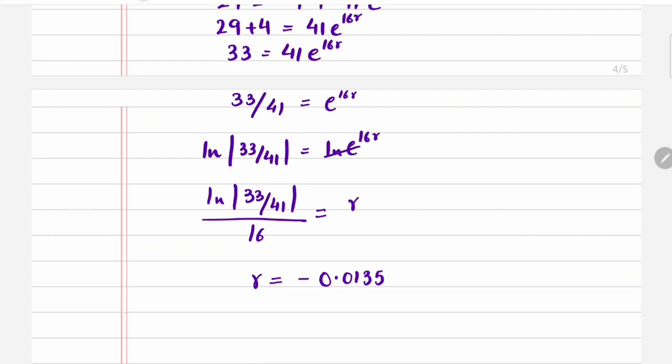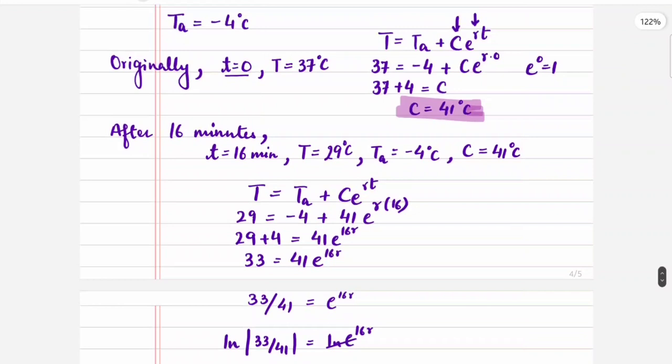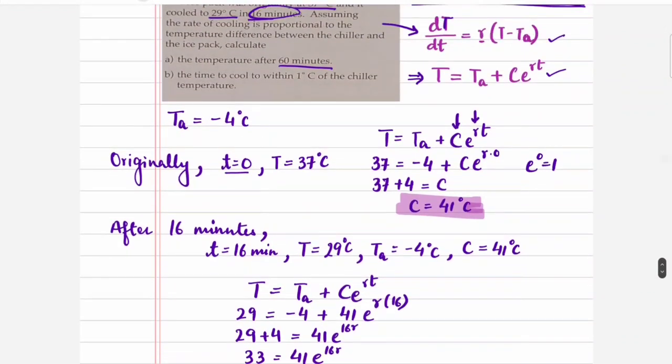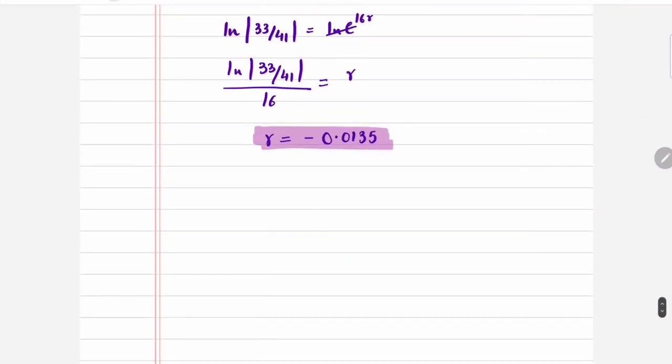Now this is our r value that we have found. So now we have mostly all the values that we want. Now we can find what they are asking. They are asking for the temperature after 60 minutes. So let's go back. Now we are solving for the temperature after 60 minutes.